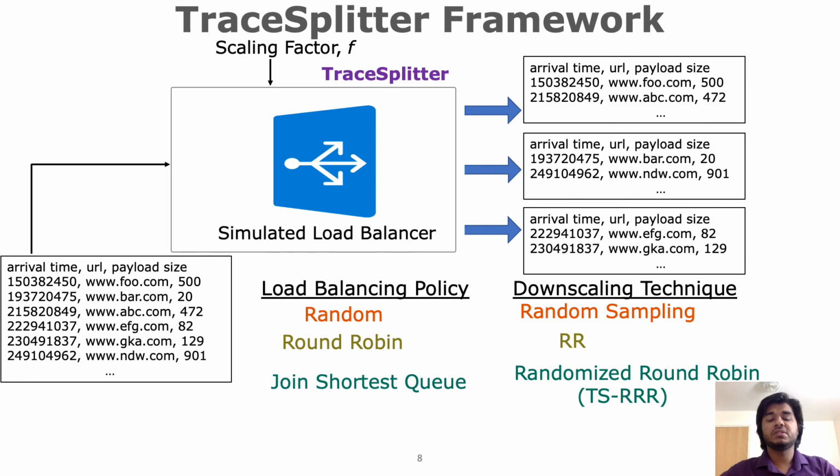However, in the presence of job size variability, we discovered that the least work left policy performs best. When splitting a trace into multiple downscaled traces, this policy assigns the requests to the downscaled trace with the least work so far in the trace. We denote this as TSLWL.